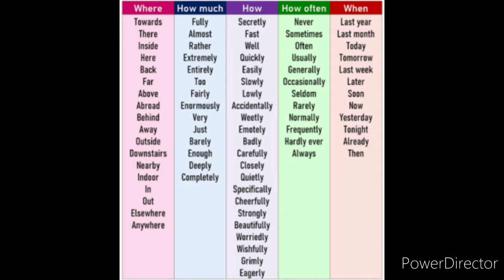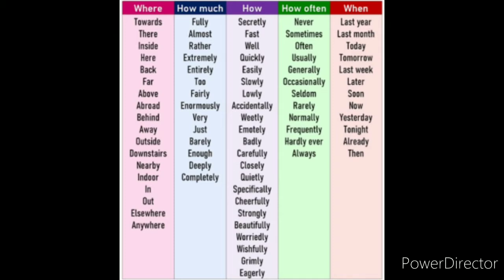Now, the adverbs of manner, that tell us how. Secretly, he had run secretly. Fast, well, quickly, easily, slowly, lovely, accidentally, weakly, emotionally, badly, carefully, closely, quietly, specifically, strongly, beautifully, worriedly, wishfully, grimly, eagerly.